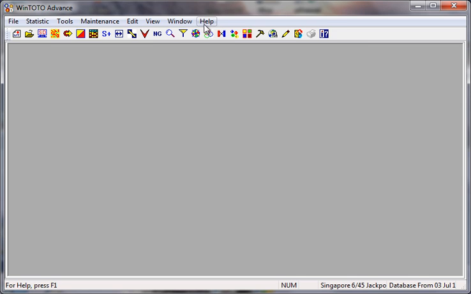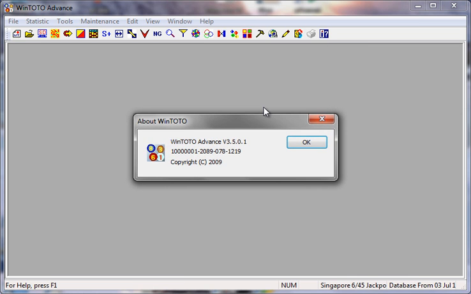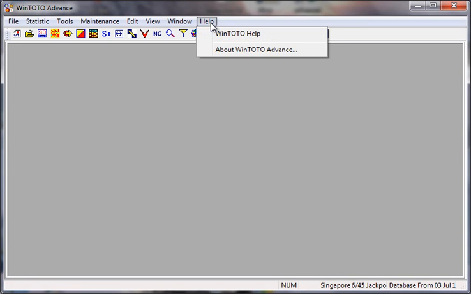Okay, we'll move on to here. Let's click on Help, then Check About WinTOTO Advance. Many a time I receive a lot of people asking me where to check which version they are in. So let me tell you, it's very simple. Click on Help, then Check About WinTOTO Advance.